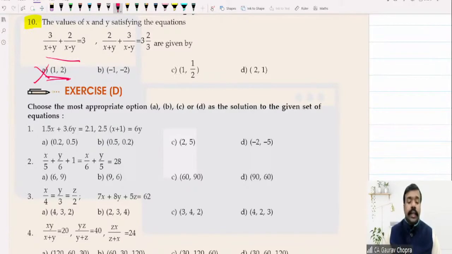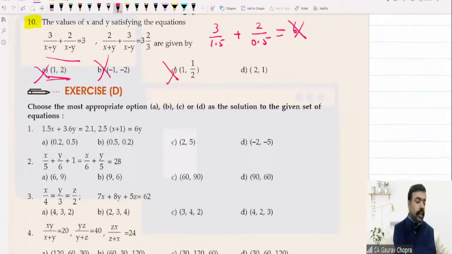Then the second is negative 1 and we will again get the negative result. So the second is also incorrect. Third one, 1 and half. So 1 plus half is 1.5. So 3 divided by 1.5 gives 2. And 2 divided by 1 minus half, which is 0.5, will give us 4. So 2 plus 4 becomes 6 and it is not equal to 3. Hence the third option is also incorrect.